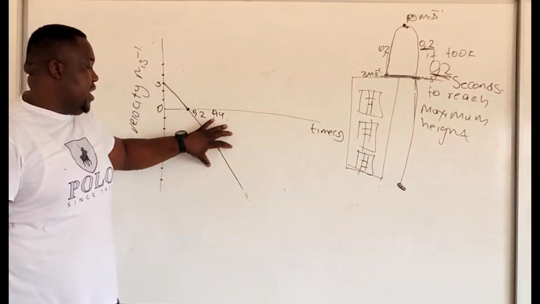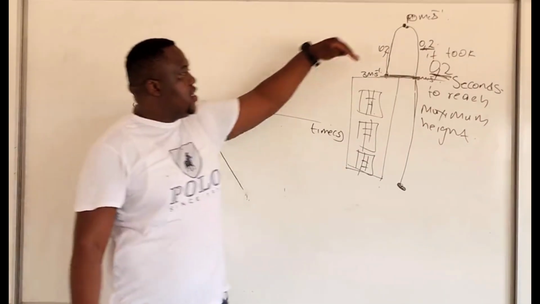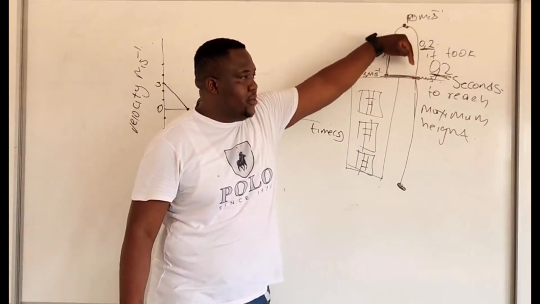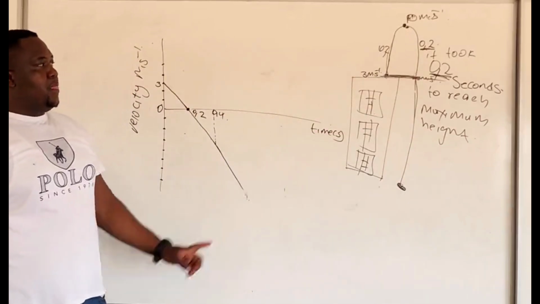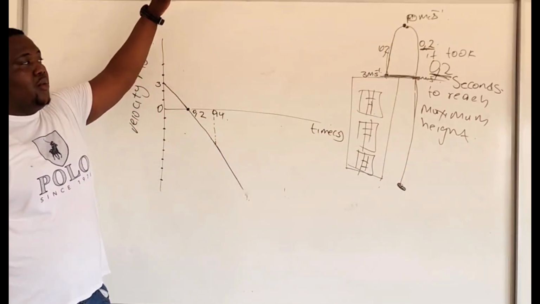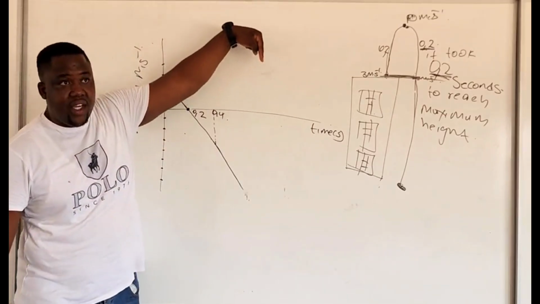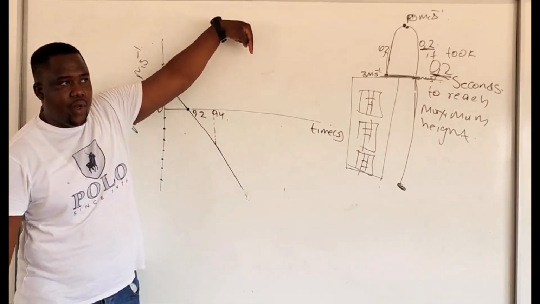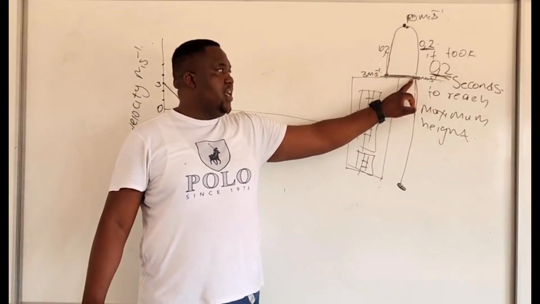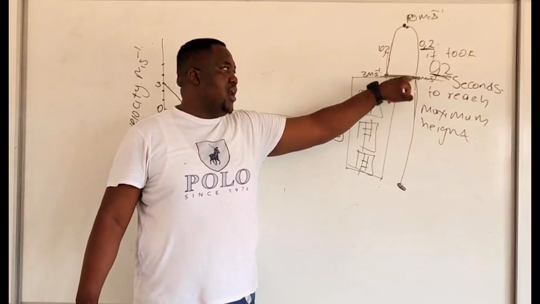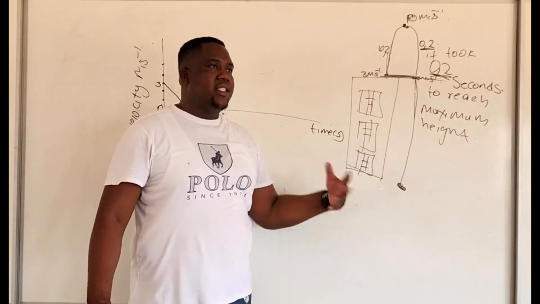Why is this line longer than this side? It's because we know that the final velocity when the object is coming down will be greater than the velocity when the object was moving up. Why? As the object is coming down, its velocity will be increasing. That's why the velocity here is 3. It means as the object moves down, the velocity will be increasing. We'll be saying 4, 5, 6, 7, 8, 9, 10, and so on.